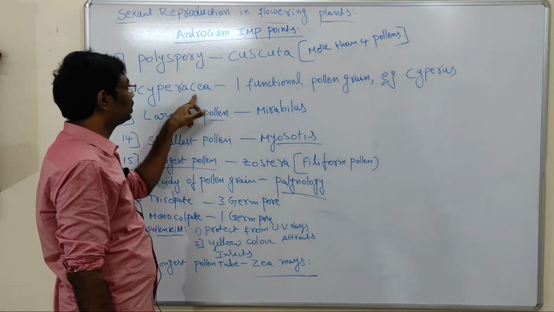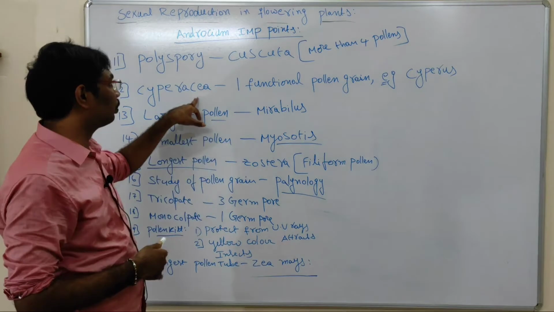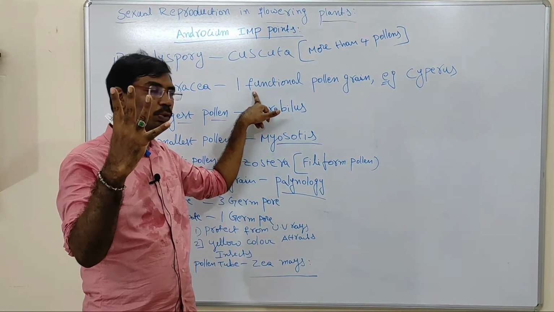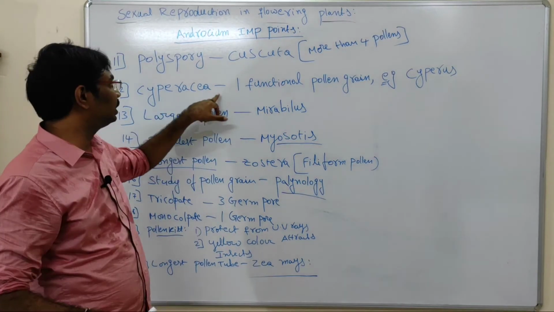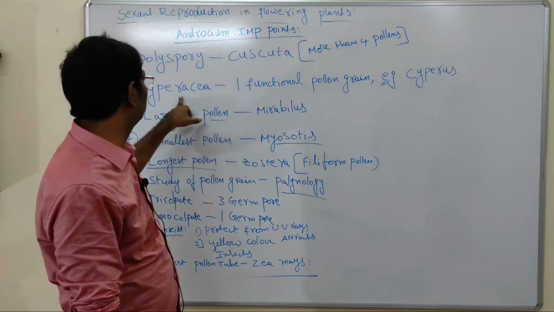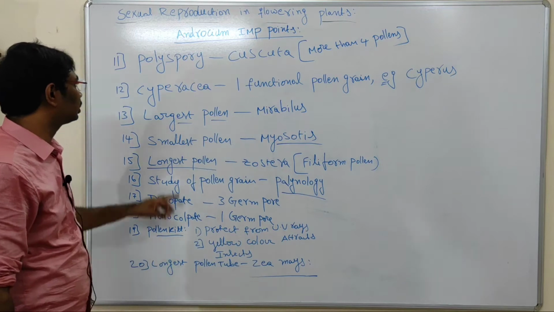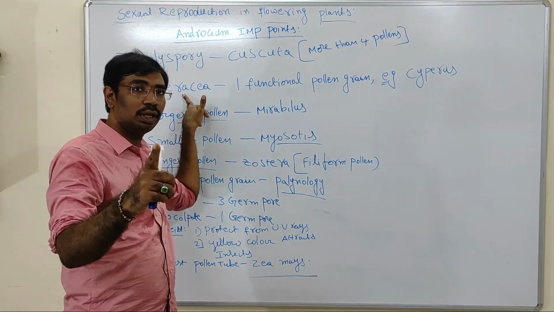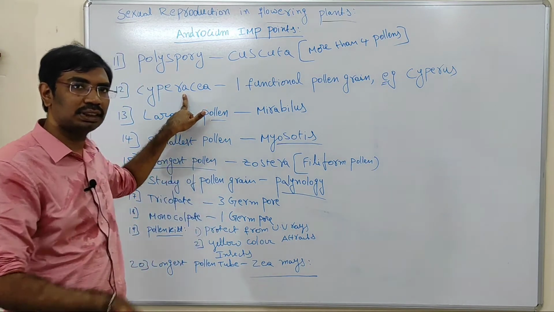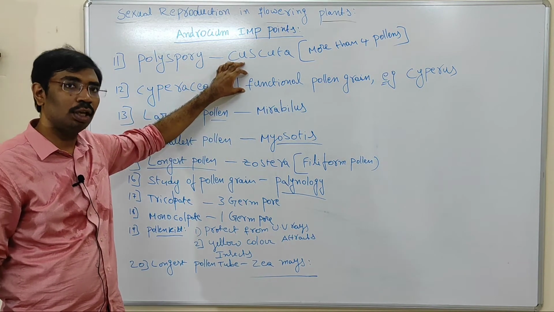Then another one is Cyperaceae. The Cyperaceae family is also an exemption for normal pollen grain formation. Normally during the meiosis 4 pollen grains are produced, but in the Cyperaceae family only 1 functional pollen grain is produced. Example for this, Cyperus. Normal meiosis will produce 4 pollen grains, but in the Cyperaceae family only 1 functional pollen grain is produced. So these are the exemptions for the meiosis of the pollen grains.